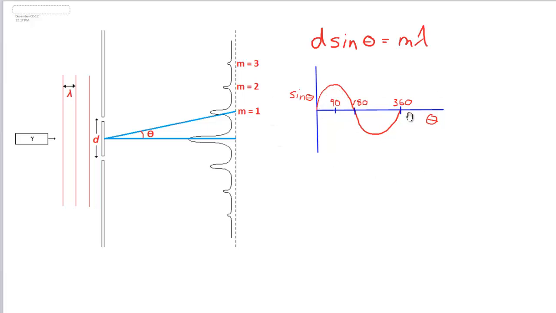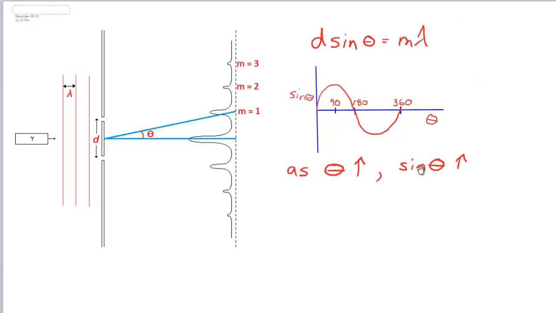Here's a typical sine curve, and if you recall, sine starts at 0 and then rises up, so it reaches a maximum at 90 degrees and then back to 0 at 180, and the whole pattern repeats itself again at 360 degrees. Now on our diagram we can see that theta is never going to go past 90. It's going to be between 0 and 90. And on my sine diagram we see that between 0 and 90 sine theta continues to increase. So for this purpose, as theta goes up, sine theta goes up.